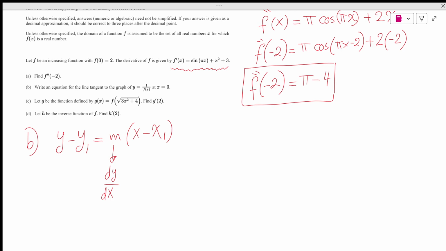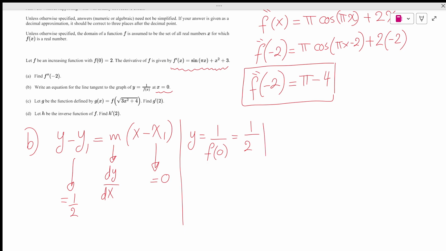So we know that x1 is equal to 0 because it says at x equals 0, and now you have to find what is the value of y when x is equal to 0. So y equals 1 over f of 0, so it's going to be 1 over f of 0 is given, which is 2. So this value is equal to 1 over 2. So now we just need to find the derivative.